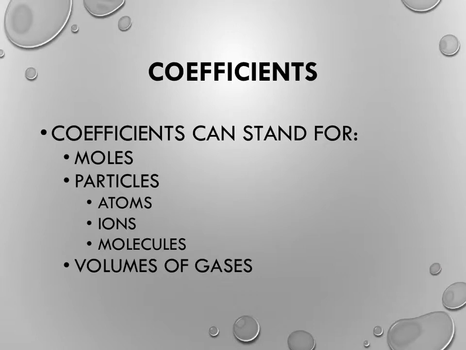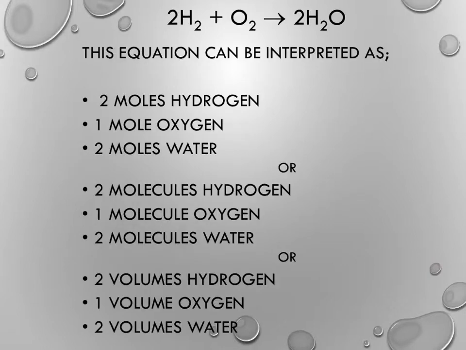All right, as we take a look at the coefficients. Now coefficients can stand for moles or particles, and that particles includes atoms or ions or molecules, and volumes of a gas. Now you will notice that the coefficients don't stand for one thing. What's missing here? We have moles, we have particles, we have volume. What we don't see is the mass.